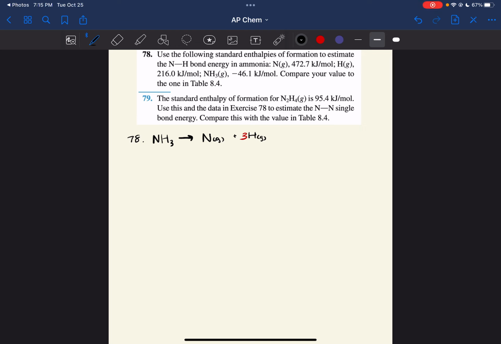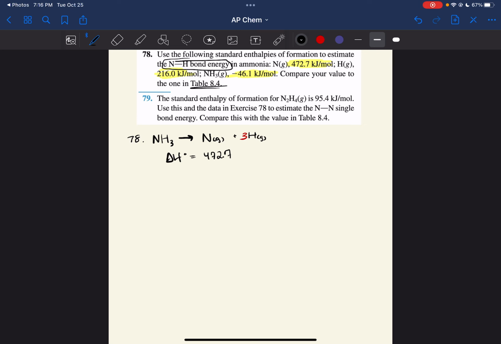And they're telling me the standard enthalpy of formation for nitrogen is this, and for hydrogen is this, and for NH3 is this. So I have to calculate what I think the bond energy for the N-H in ammonia is and compare it to the one in table 8.4. We know the formula, the summation, bonds broken minus bonds formed, you know that one.